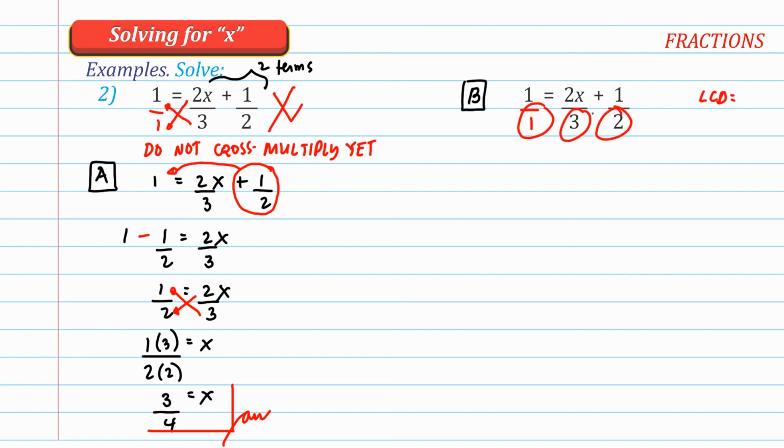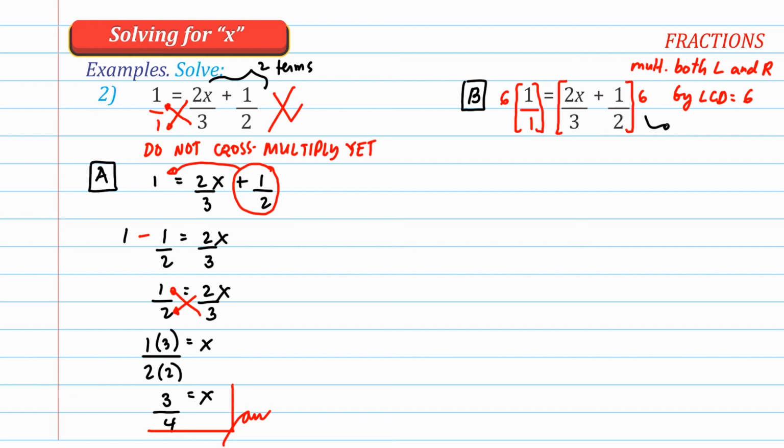What's the LCD of 1, 3, and 2? Anyone? What's the LCD of 1, 3, and 2? Please type. Naku, hindi nyo alam. 6. Very good. Okay. So it's equal to 6. What do we do? We multiply both left and right side by the LCD. Meaning, ito po, right side, multiply by the LCD 6. Left side, multiply by the LCD 6.